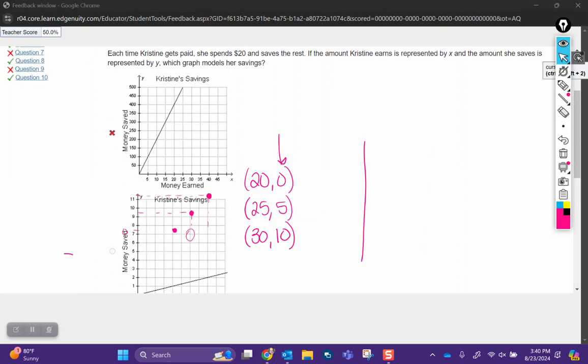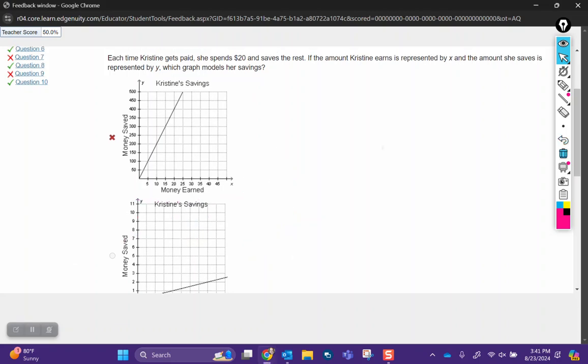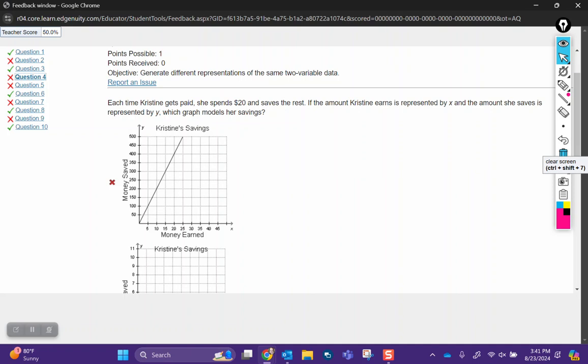Let me just delete all of that. So then, for example, if I take this ordered pair, you're saying she earns $5 and she saves 100. Well, you only earned 5. How can you save 100? So that graph doesn't make sense. If I earn $10, I can't save 200 because I only earned 10. So this one doesn't make sense.